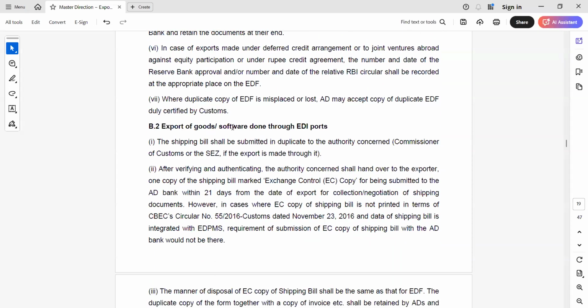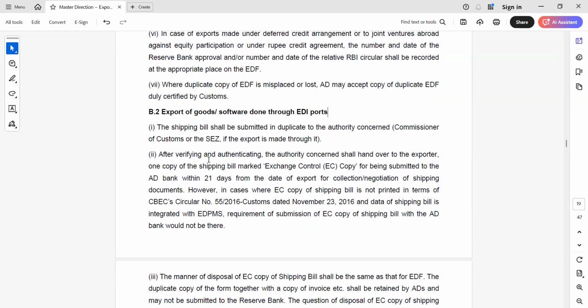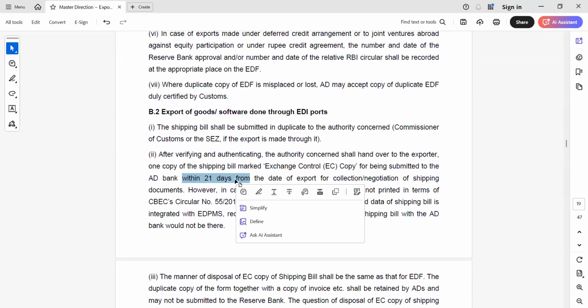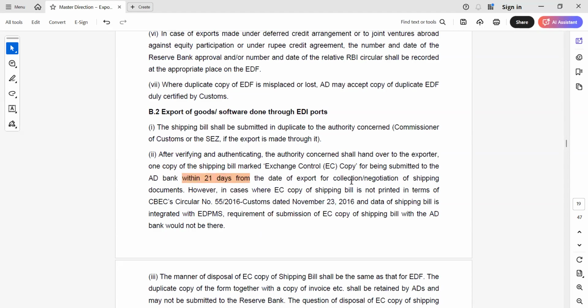So export of goods or software is done through EDI ports. The shipping bill shall be submitted in duplicate to the authority concerned, the Commissioner of Customs or SEZ, if the export is made through it. After verifying and authenticating, the authority concerned shall hand over the documents to the exporter. One copy of the shipping bill will be marked exchange control copy for being submitted to the AD Bank within 21 days, which we have already discussed, for collection or negotiation of shipping documents.